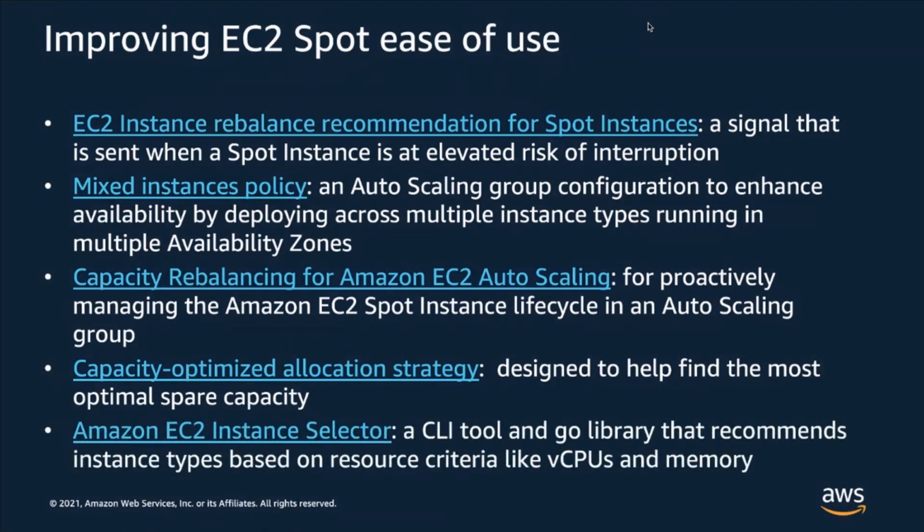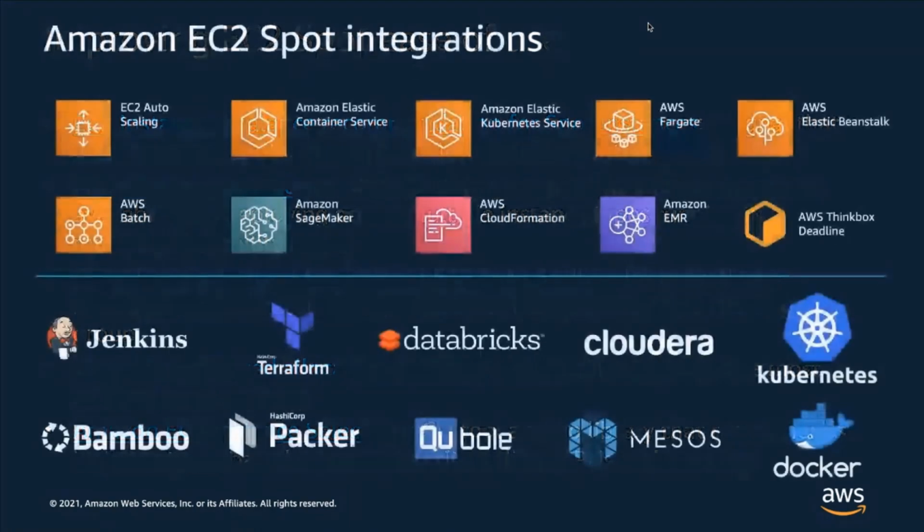And finally, we have an Amazon EC2 instance selector. It's a public open source CLI tool and Go library that helps recommend instance types based on resource criteria like number of vCPUs or amount of memory that you need. And so this tool can help you with the instance flexibility that we talked about earlier when it comes to taking advantage of Spot instances and being flexible as a best practice.